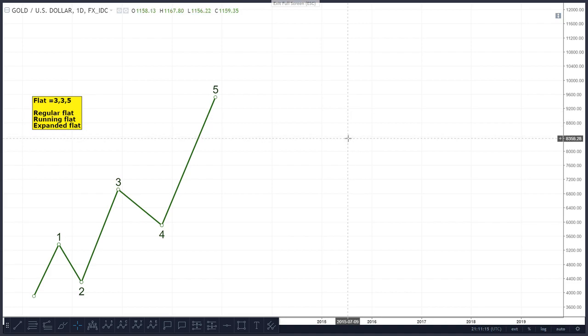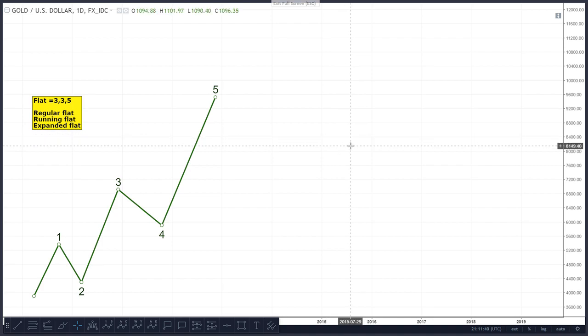So it's a 3-3-5 pattern where A and B are made up of 3 waves each, and wave C is made up of 5 waves, which looks very impulsive and catches a lot of people out. People think the trend is reversing because they see that impulsive wave. However, it's actually just the final leg of the corrective wave.